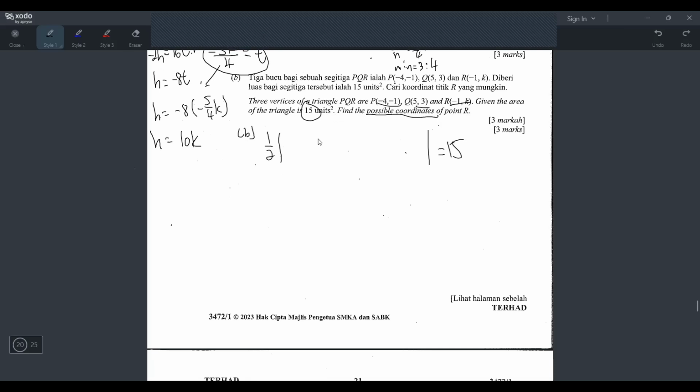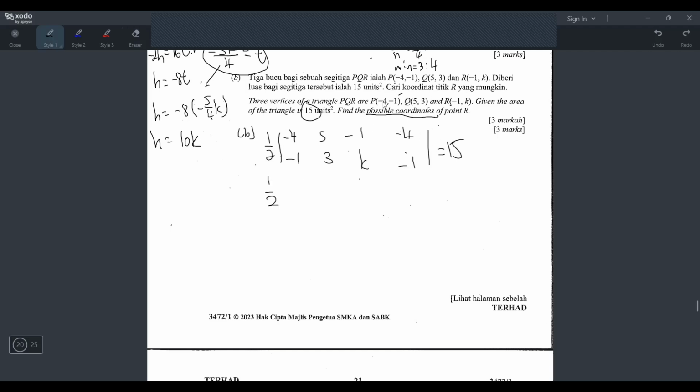And how you use this formula, you write down all the coordinates of the vertices inside here, right? So you can start from any point you want. Okay, so let's start from P, negative 4, negative 1. And then the next one you can write Q, actually you want to write R also can. All right, so 5, 3. Let's write Q lah. And then the next one, negative 1, k. And then repeat the first one, negative 4, negative 1, equals 15. Right?